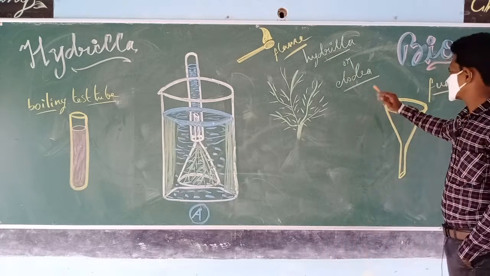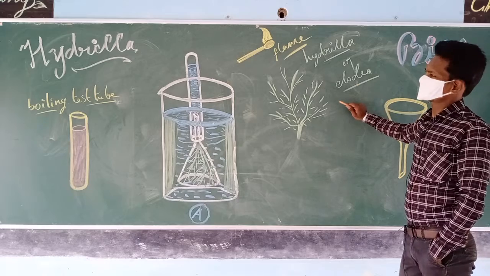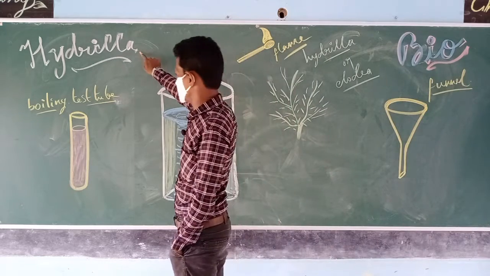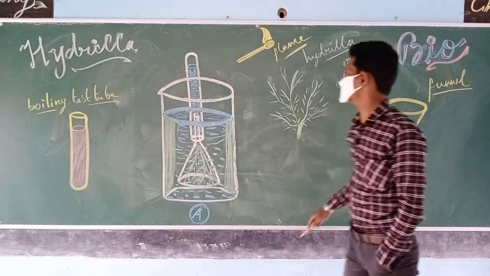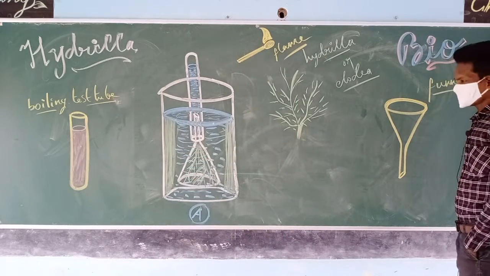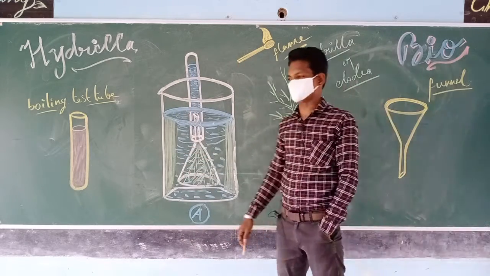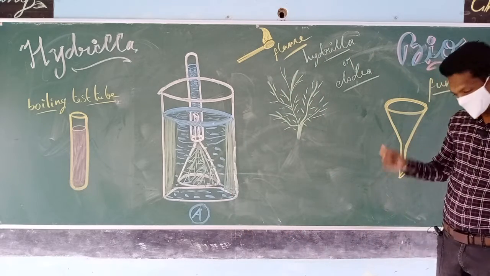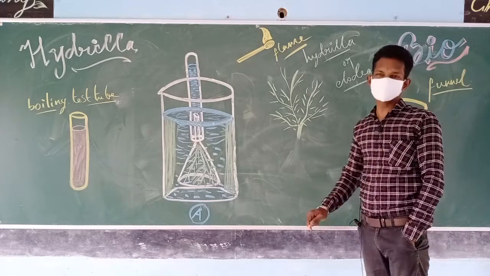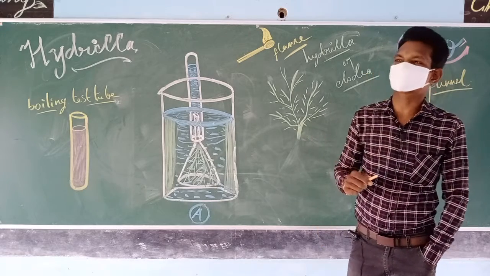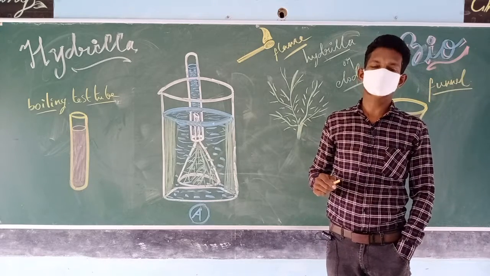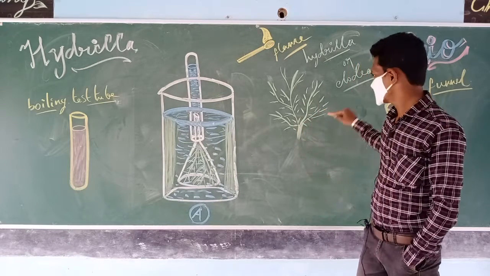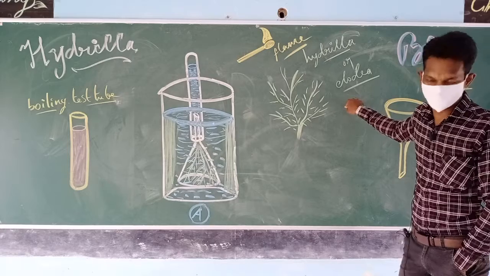In today's class, we are going to discuss an activity, the Hydrilla experiment. This experiment is also known as the experiment to prove that oxygen gas is liberated, and it is also known as the experiment to prove that photosynthesis requires the presence of light. So these are the different names of this experiment we are going to discuss.